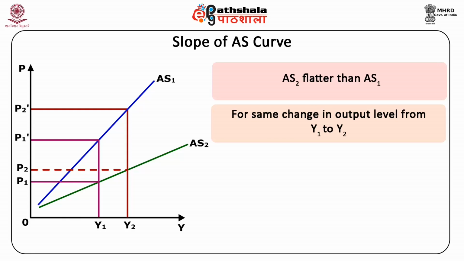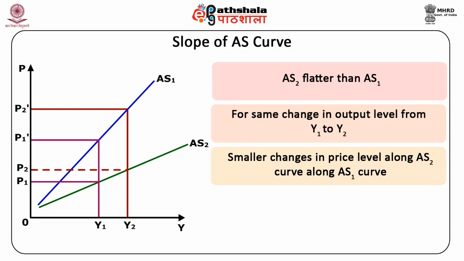For the same change in the output level from Y1 to Y2, there are smaller changes in the price level along the AS2 curve than along the AS1 curve. Note that P2 minus P1 is less than P2 dash minus P1 dash.